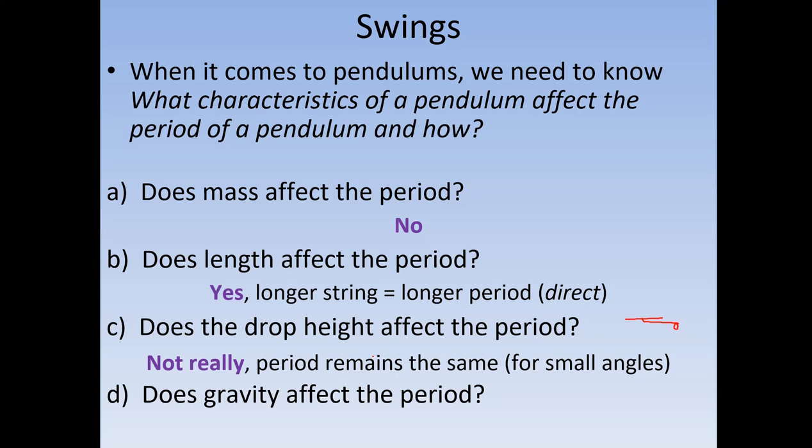And then the last factor, does gravity affect the period? Yes. Here, stronger gravity will give us a shorter period, which is somewhat of an inverse relationship again. So that's pretty much it. That's this whole idea about pendulums. Like I said, the two aspects that you need to know are that it goes from potential to kinetic, and that's the transfer, that mechanical energy is remaining constant throughout. And then the last thing is this idea about period, and these are the factors that can or can't affect the period.